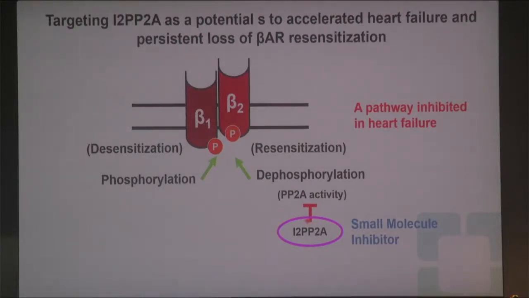inhibitor, you can then basically unlock the phosphatase activity, dephosphorylate the receptor, make the receptor functional, and if you can keep the receptors functional, then you would actually reduce the sympathetic overdrive that is seen in the conditions of heart failure. So we've developed a small molecule, and we recently received a grant. Hopefully, we should be able to get an FDA approval for this for clinical trials.